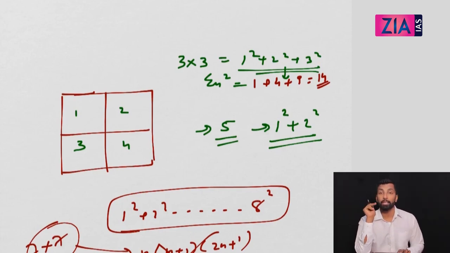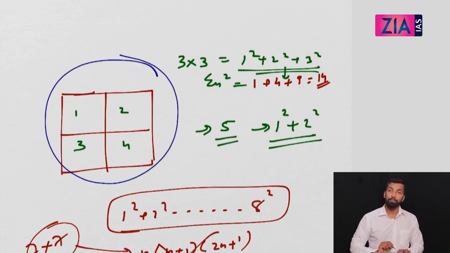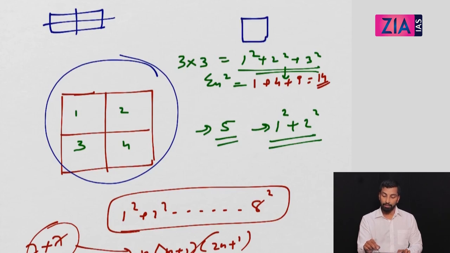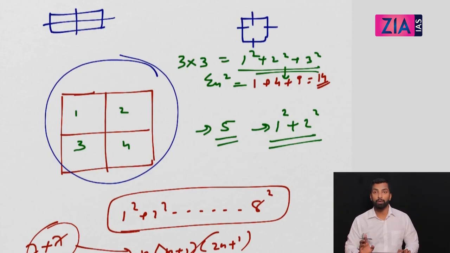Now instead of squares, if I ask you how many rectangles are there in this? One more thing you need to know is that a square is a rectangle. A square is actually a special case of a rectangle. A rectangle is nothing but all 4 angles are 90 and the opposite sides are equal. Square also satisfies the conditions. All 4 angles are 90 and the opposite sides are equal. So a square is also a rectangle.